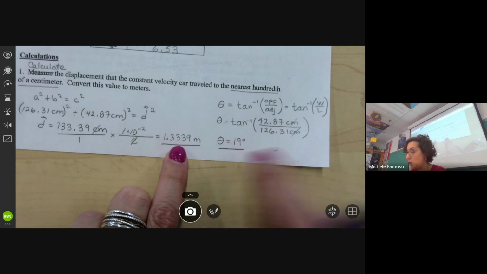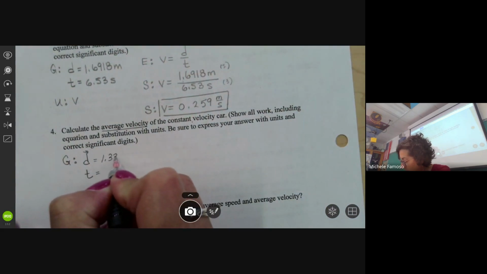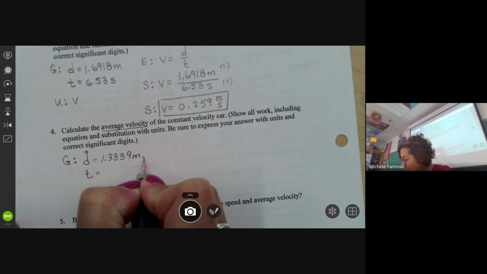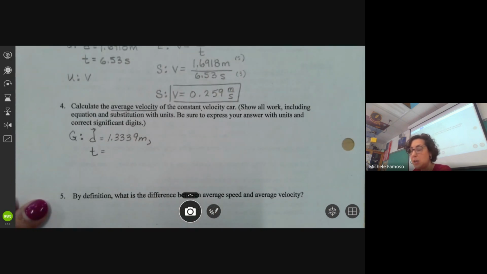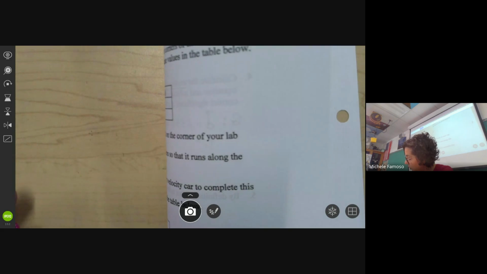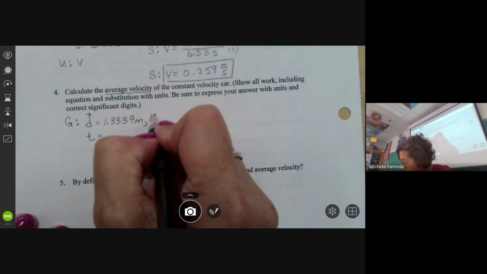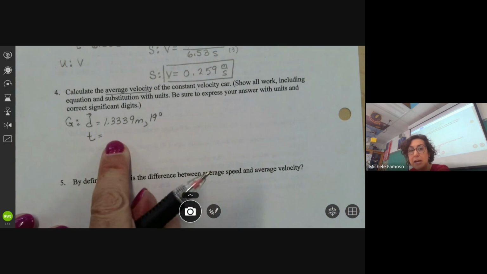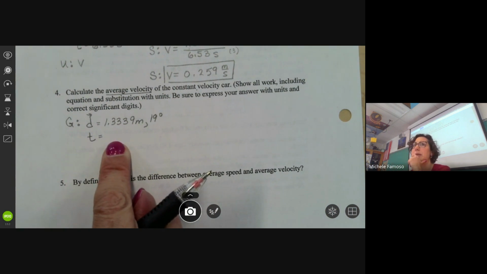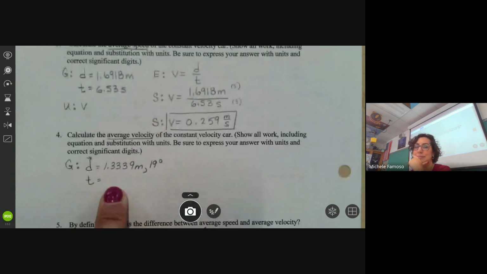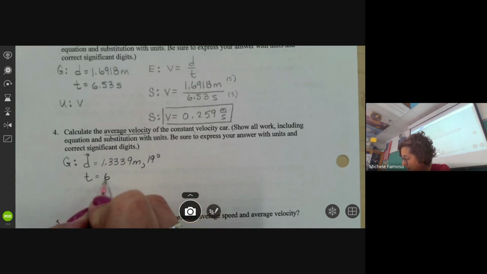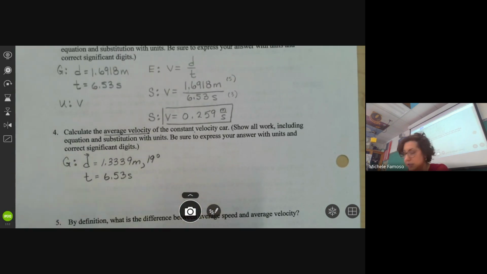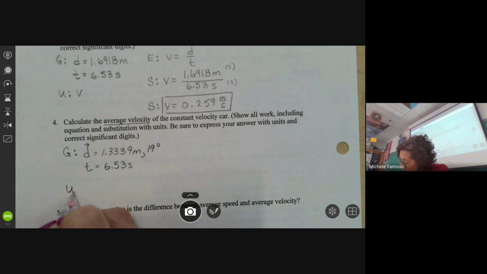And the displacement has both a magnitude and a direction. So let me show you how you're going to write that. You're going to take the magnitude, whatever yours is, follow it with a comma, and then include the direction with it, which was the angle measure. The time, is it the same time we used in the last one? Yeah. It's the same amount of time. That doesn't change.